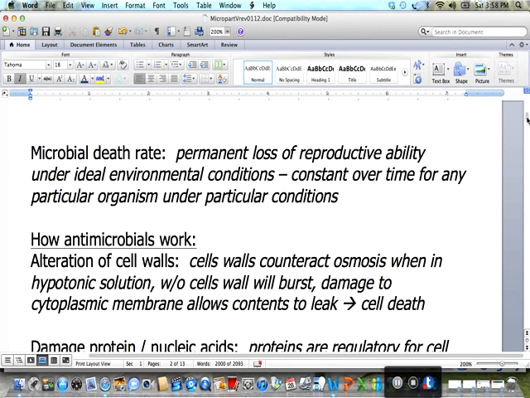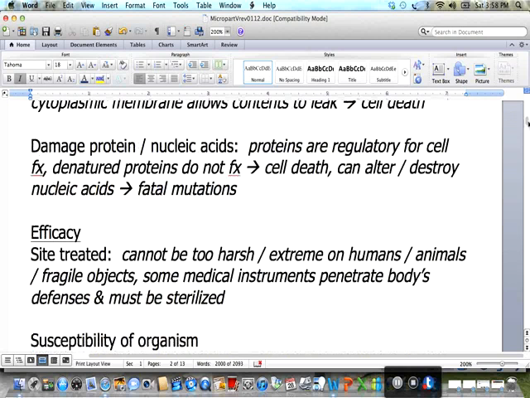One way is by altering cell walls. The cell wall counteracts osmosis when in a hypotonic solution, so a cell without a cell wall will burst. Damage to the cytoplasmic membrane also allows the contents to leak, killing the cell.